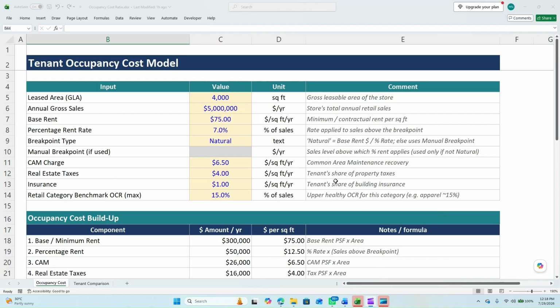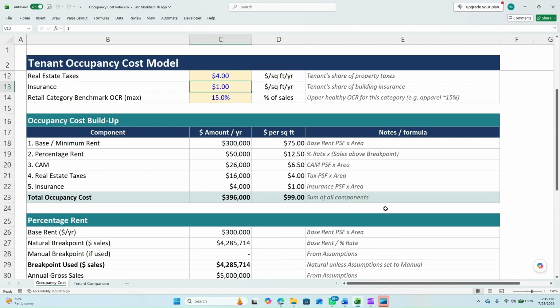The first section of the model includes a few assumptions which are needed to calculate the cost. It includes the area occupied by the store, the gross sales which are expected from the store. This is an important metric. The base rent that is paid, the percentage rent rate, the breakpoint for the percentage rent, and any recovery related information.